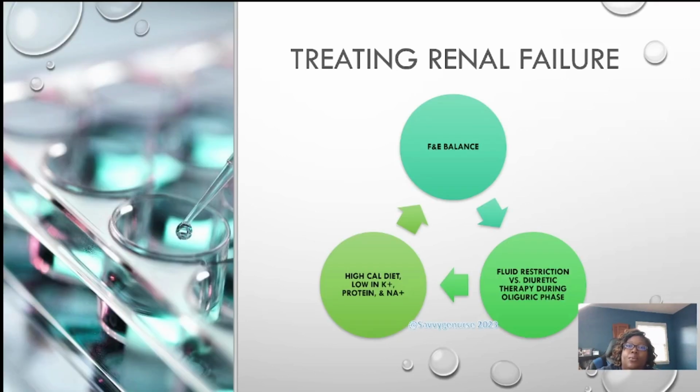Okay, so what can we expect in treating this? Now, you see here I've got F&E balance. You see what I have, fluid restriction versus diuretic therapy during the oliguric phase. If you don't know, just throw it all away now. Okay, anuric, anti don't pee at all, oli pees a little. Okay, oliguric. Now you don't have to throw anything away. I got you, boo. Okay?